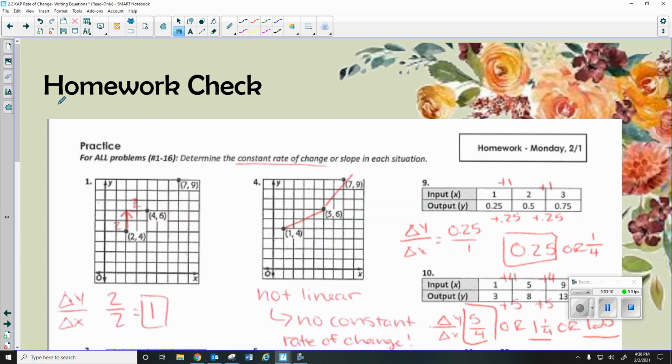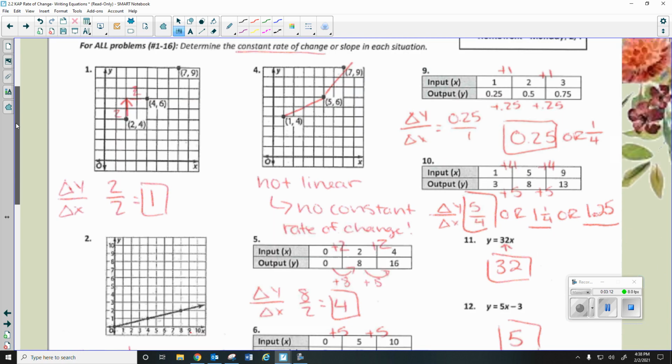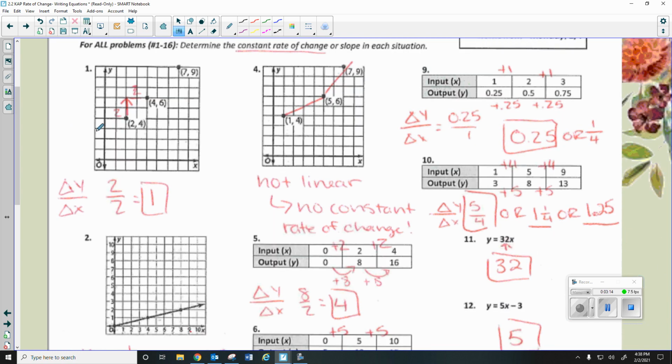This is going over homework. That would be something to ask about during tutorials. Just a couple ones that I do want to point out. On number 4 from Monday's homework, this was not linear because I see a bend in that line. It doesn't make a straight line, so there is no constant rate of change. You might have found the rate of change from here and the rate of change from there, but it's not going to be the same one, so it's not a constant rate of change.